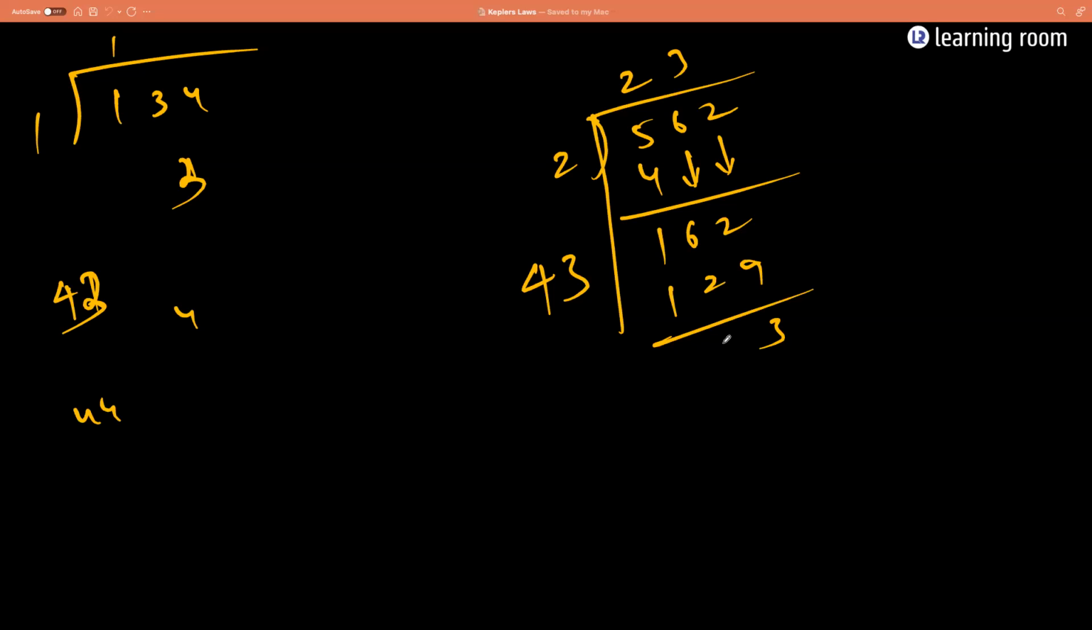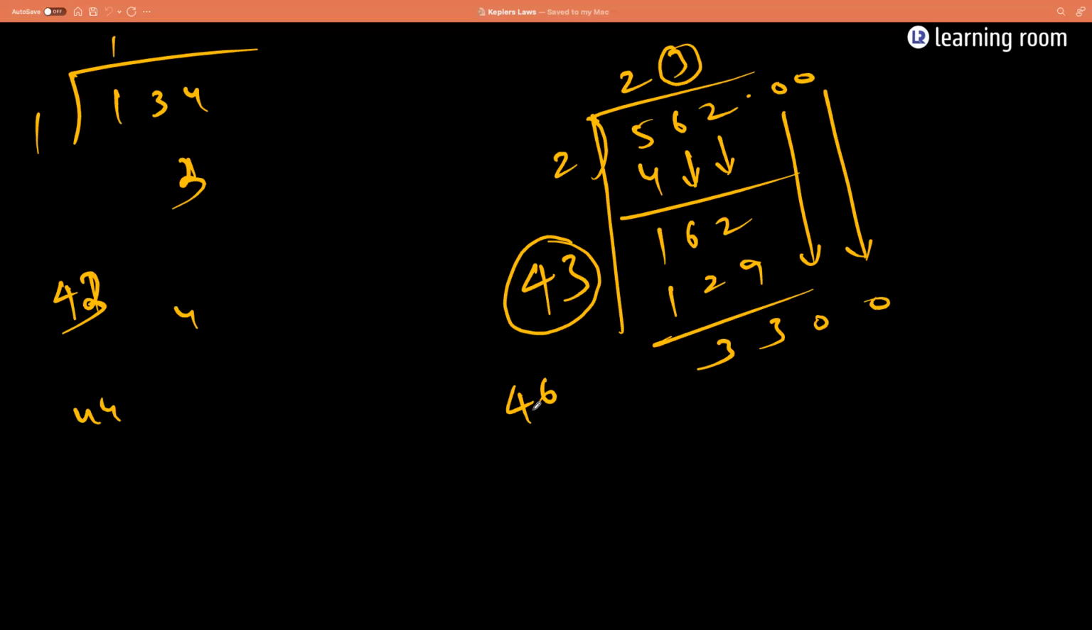33. So 0.00. Bring 2 zeros down. So in the 43, we add 3 to get 46. Beside this, you need to put a number. The same number should come there. What will be the answer?